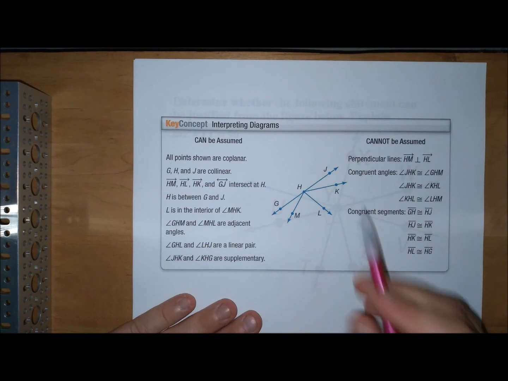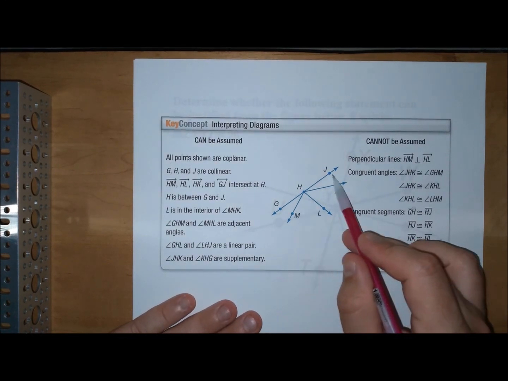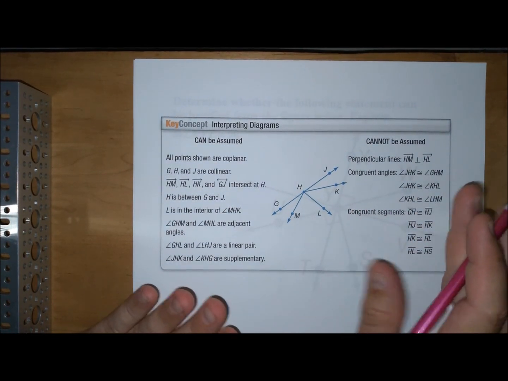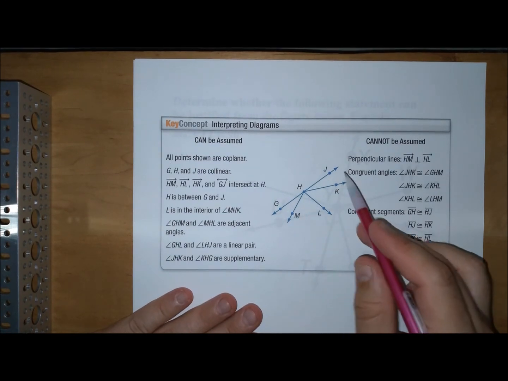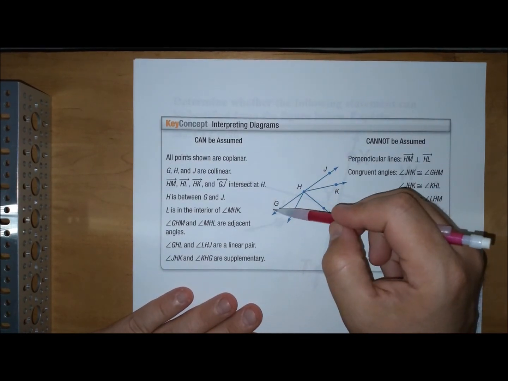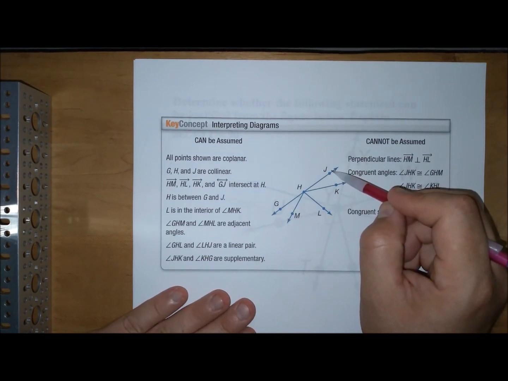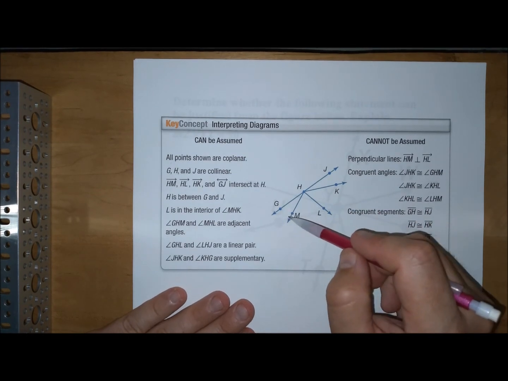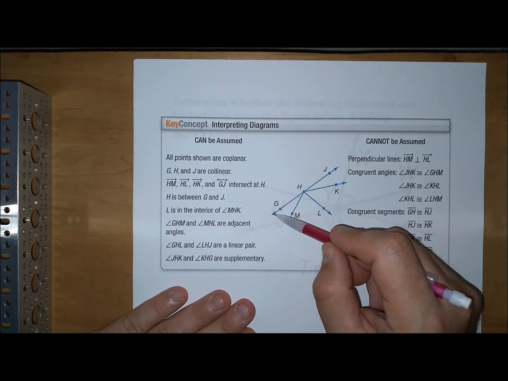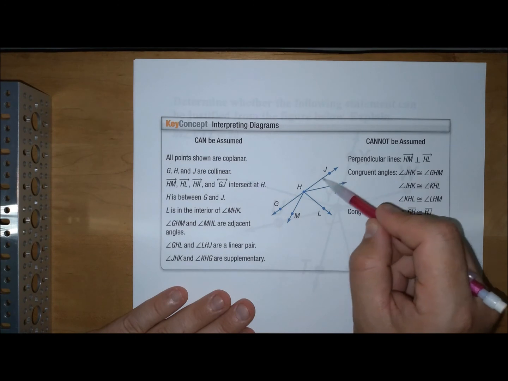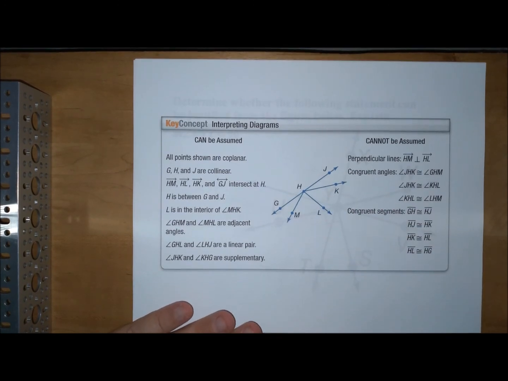We can assume in this diagram that G, H, and J are collinear. We can assume they all lie on the same line, and we don't have to think, oh, possibly this could be a 179-degree angle or a 181-degree angle. No, they're not going to try to be that subtle. If you see a diagram like this, that's a straight line. G, H, and J are collinear.